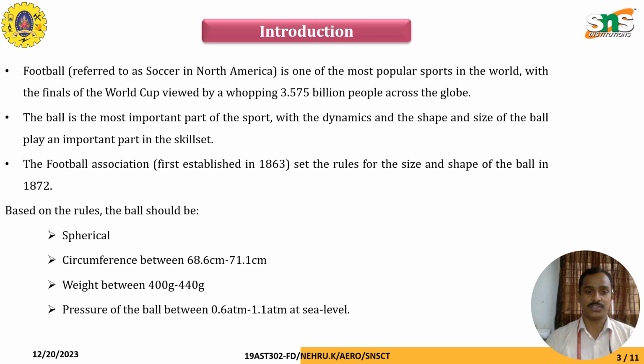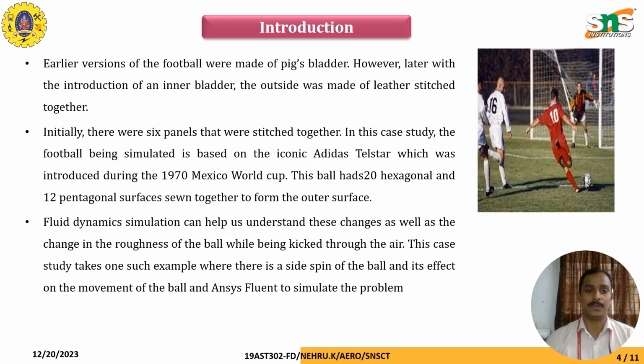The Football Association, which was formed in 1863, set the rules for size and shape of the football in 1872. Based on the rules, the football should be spherical, with circumference between 68.6 centimeters and 71 centimeters, weight between 400 grams and 440 grams, and pressure between 0.6 atmosphere and 1.1 atmosphere at sea level conditions.